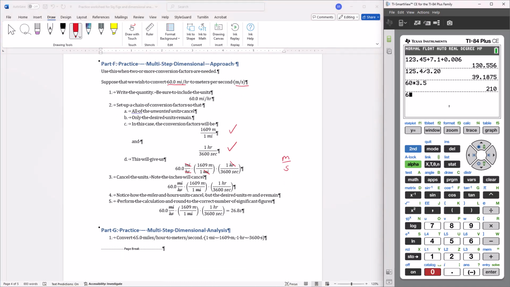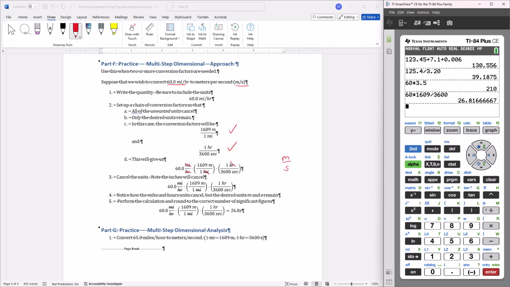Okay, 60 times 1609 divided by 3600. That's supposed to be divided by, not minus. 3600. And that gives me 26.81 seconds.